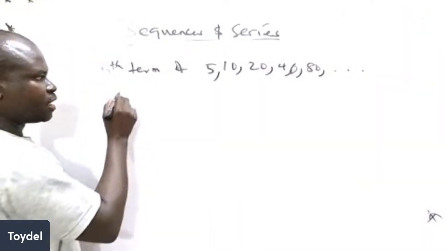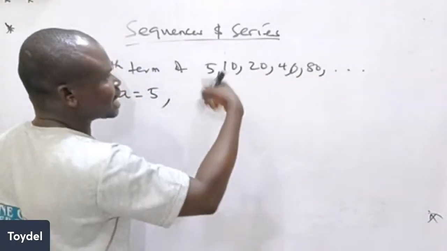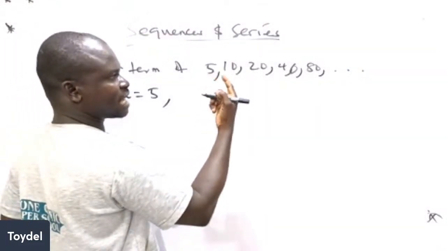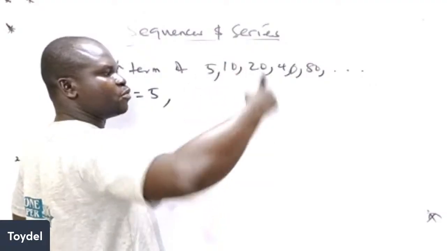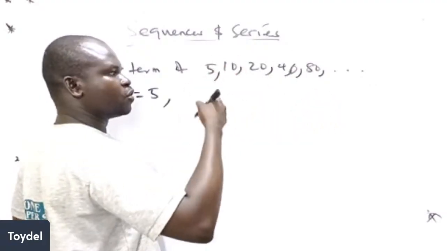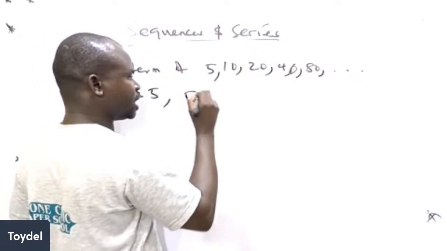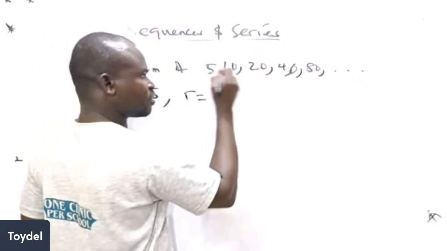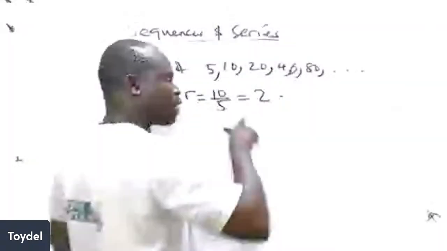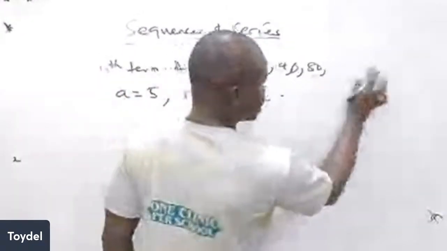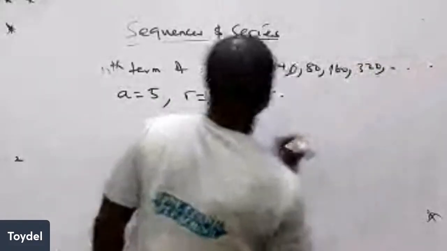Why is it GP? The first term is 5. We know that. But you realize that there's progression. This is 5, 10. It's like they are multiplying by 2. So under GP, if you want to know the next term, you multiply by the common ratio. If you want to know the common ratio, you divide the second by the first. So 10 divided by 5, that is 2. If I want to know the next term, I'll keep multiplying: 160, 320, and so on, like that.